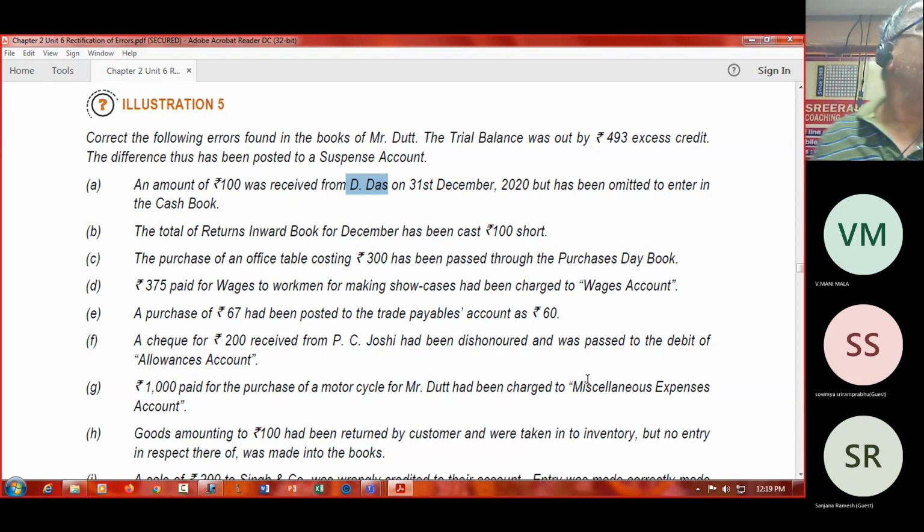You can never compromise on integrity, my dear. You can never compromise on integrity. Koncham adjust pannunga. Nothing doing on integrity. Integrity is not a negotiating material at all.